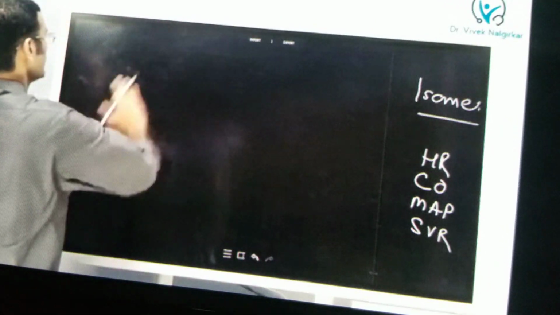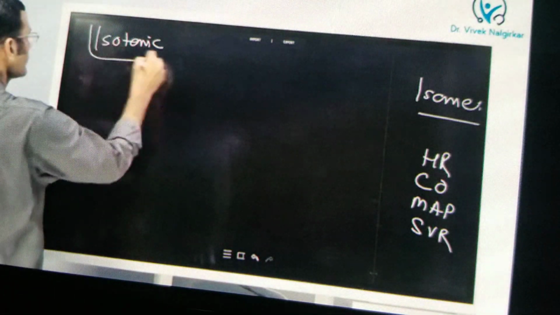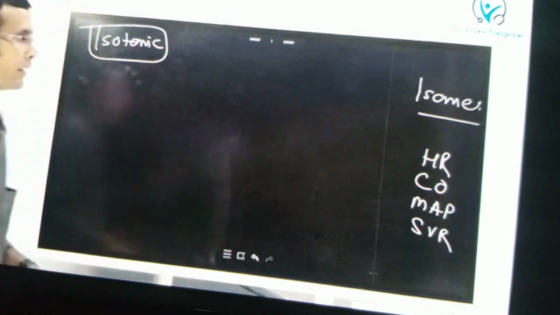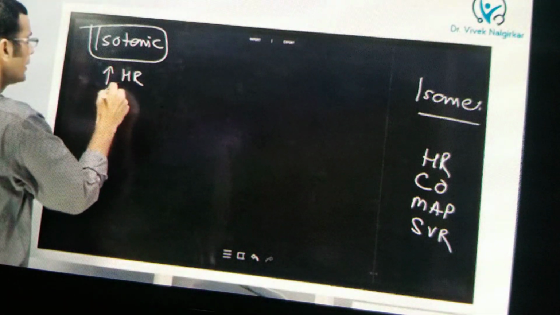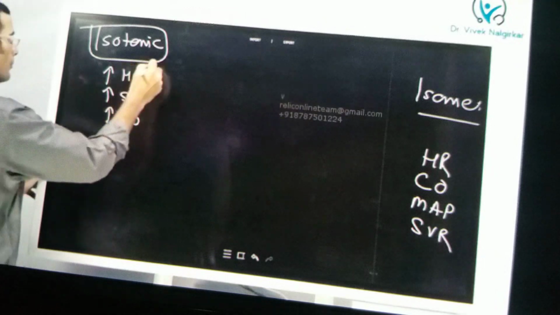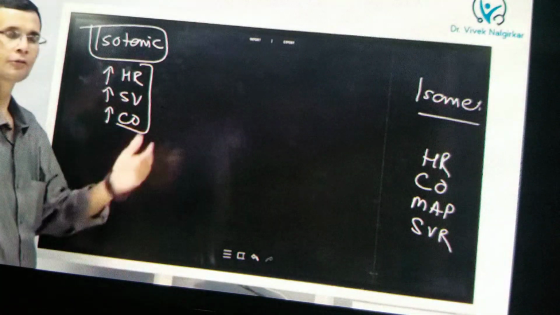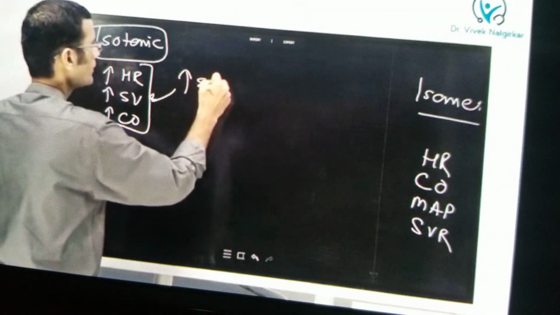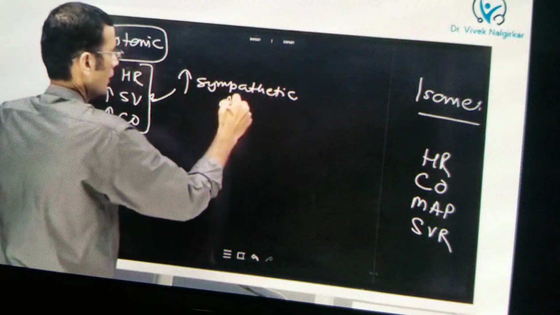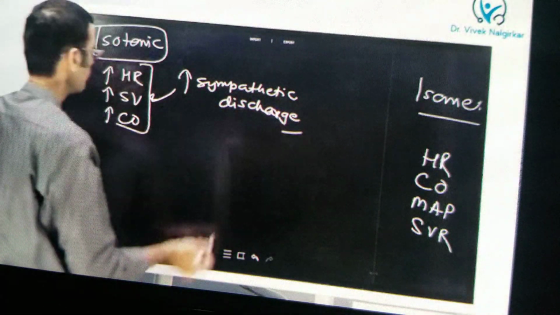Isotonic exercise, these are the changes. There will be increased heart rate, increased stroke volume, and therefore increased cardiac output. Stroke volume and heart rate increase, therefore cardiac output increases. This is because of increased sympathetic discharge, increased sympathetic drive. So this will be the result.